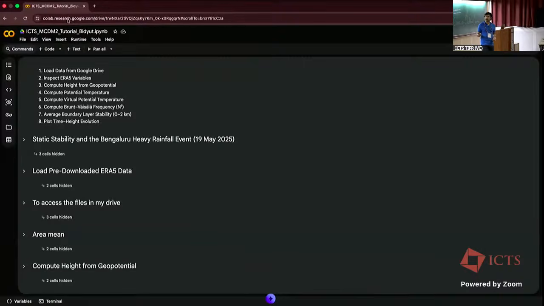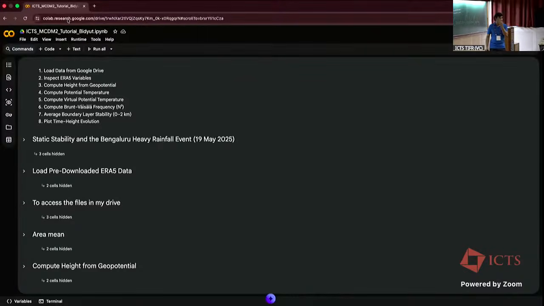And for the Brunt-Väisälä frequency, we will need a few variables. With those variables, we'll essentially compute potential temperature, virtual potential temperature. So our Brunt-Väisälä frequency is g by theta times d theta by dz. So for that, we will need all those variables.